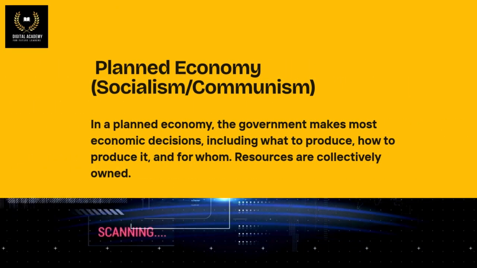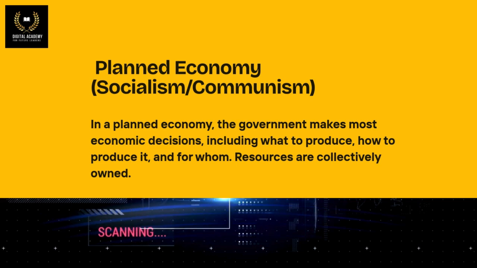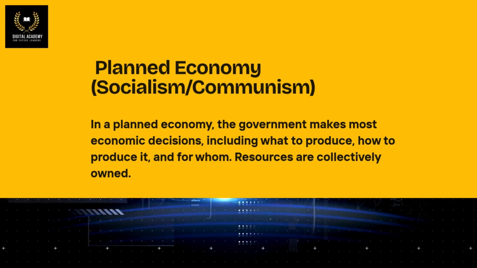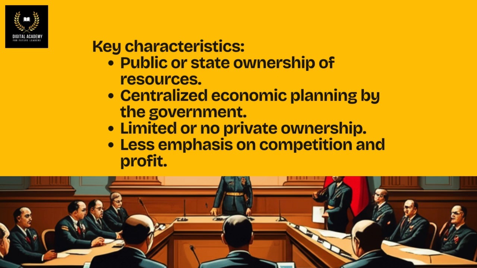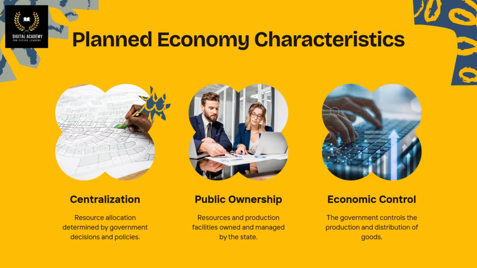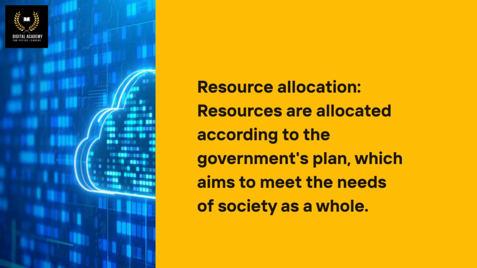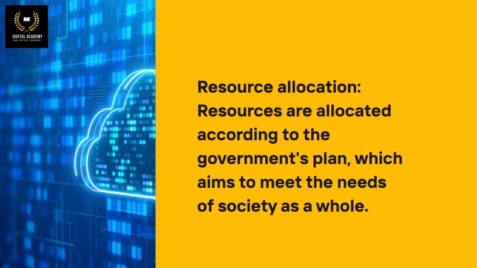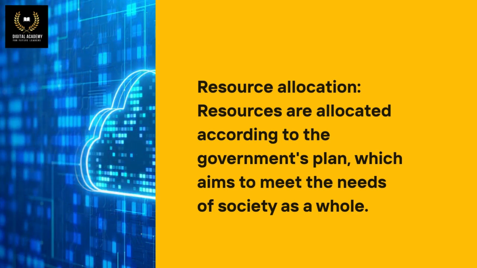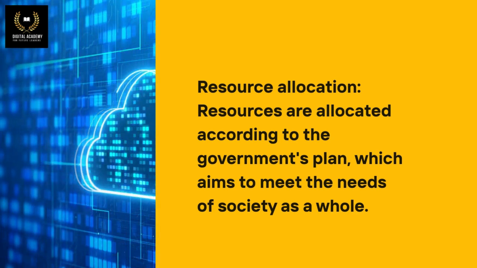In a planned economy, the government makes most economic decisions, including what to produce, how to produce it, and for whom. Resources are collectively owned. Key characteristics: public or state ownership of resources, centralized economic planning by the government, limited or no private ownership, less emphasis on competition and profit. Resource allocation. Resources are allocated according to the government's plan, which aims to meet the needs of society as a whole.